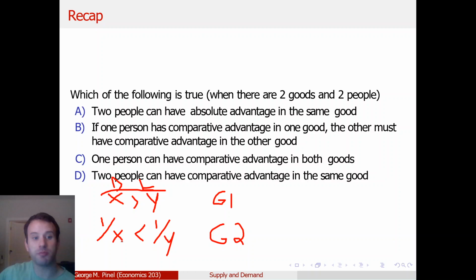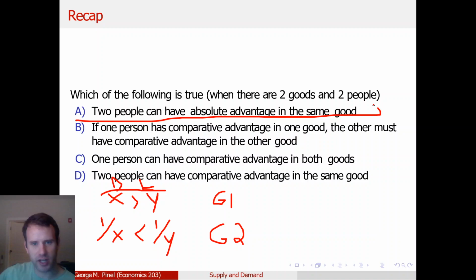So this means Danny has comparative advantage in good 2. Okay. So as long as you have different opportunity costs, one person has to have comparative advantage in one good. The other person has to have comparative advantage in the other good. What about this guy here? Two people can have comparative advantage in the same good, or absolute advantage in the same good.